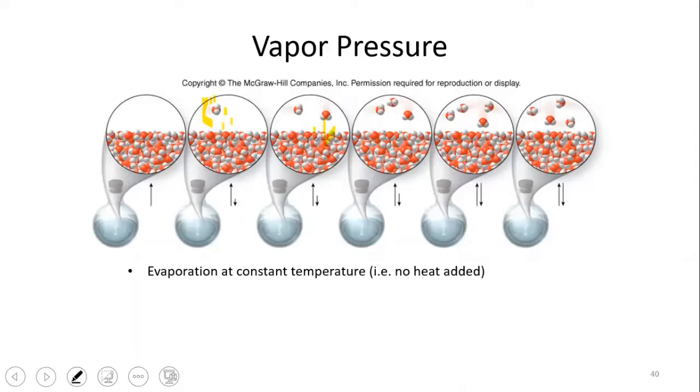Many times they'll bounce if they have enough energy, but if at the moment they collide, they have lost some of that energy just randomly, or because they had already collided with the surface of the container with other molecules, they might actually get basically pulled back into the liquid. And so we call this process condensation.